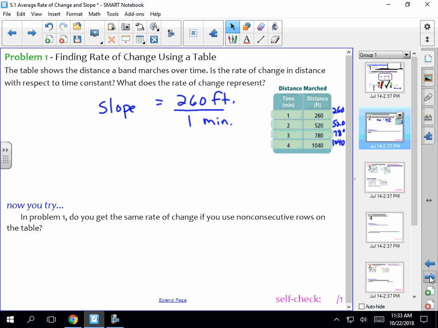Now, even if you use non-consecutive rows, if I skip from 260 to 780, my difference there is 520, but what's my difference in the time units? We go from 1 to 3, right? So if I take 520 and divide by 2 instead of 1, I'm still going to get the same slope of 260. That's actually how the formula works for slope. Sorry that didn't show up very well, any of the things I copy over from the textbook.